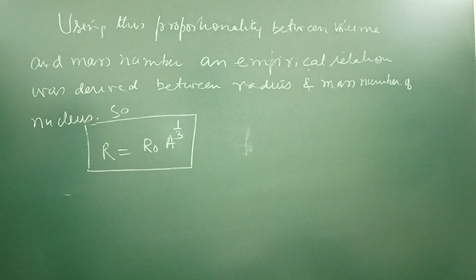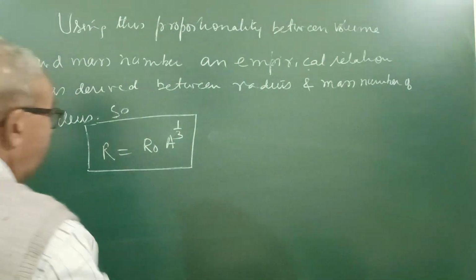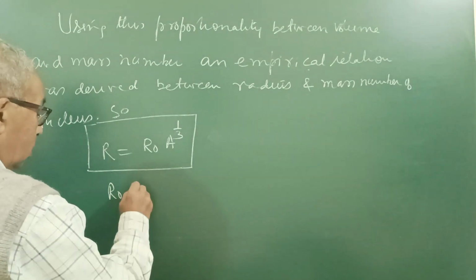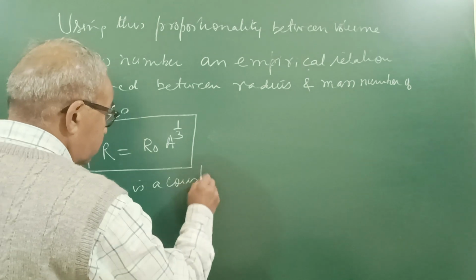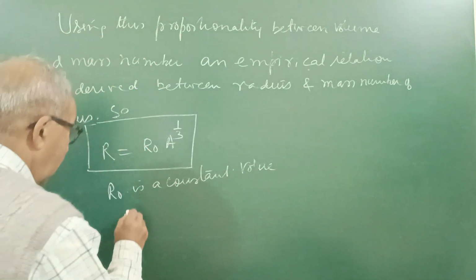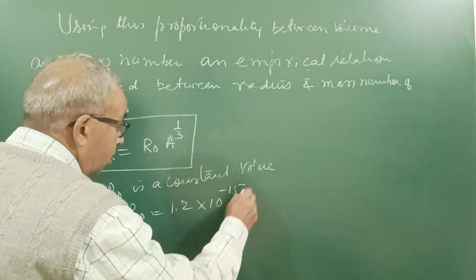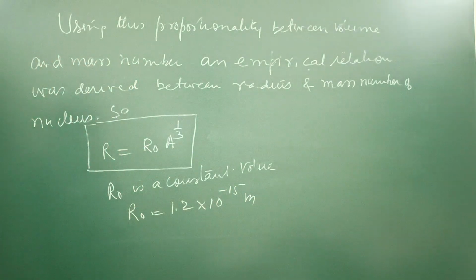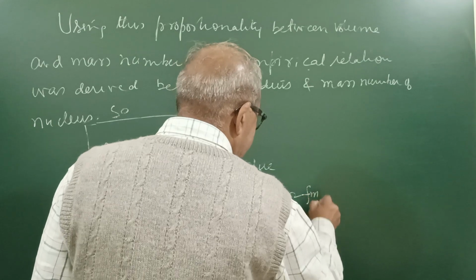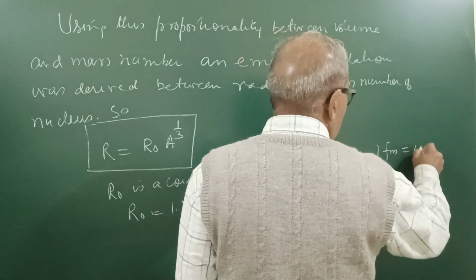Very important lesson from the complete point of view as well as the board exam point of view. A is the mass number, R is the radius, R zero is a constant value. R zero is equal to 1.2 into 10 to the power minus 15 meter, or you can write 1.2 Fermi. 1 FM means 1 Fermi, 10 to the power minus 15 meter.